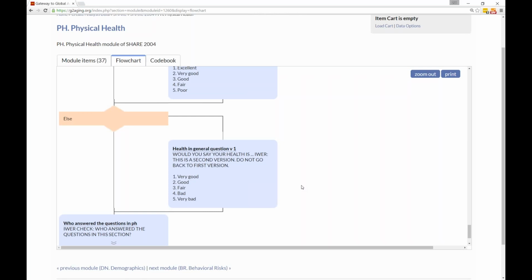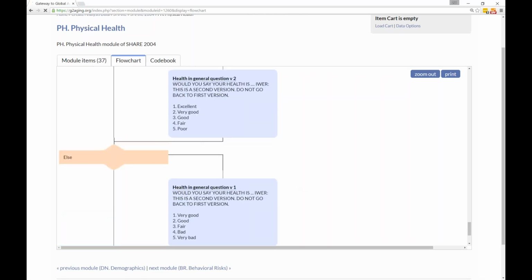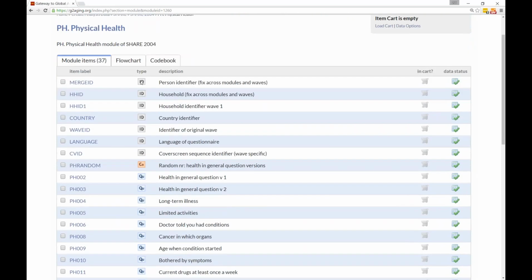We have a question from Yan, which is: what is the difference between types, for example, Q and C and ID? If we look at the module items page here, we have ID, and this is just an identifier that's used inside of this module to identify the person or the country or the wave, in this case the language that Jstor was asked. Then we have this CO, which is our random variable, the random number that was generated. This is a constructed variable. It's constructed at the time of the survey, so that information is recorded. And then Q is for question. So question is the question that was asked. These are the real survey questions.